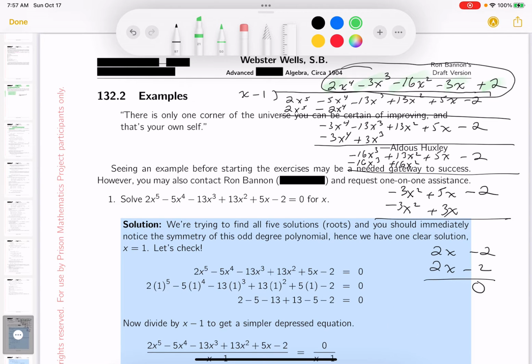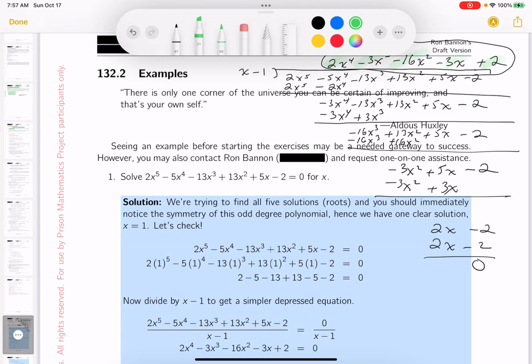All right, so what do you do with that now? It's a depressed polynomial. I'll write this down for you. I took this guy here and I got a linear factor, and that was x minus 1. And now I got this depressed quartic. It's a fourth degree: 2x^4 minus 3x^3 minus 16x^2 minus 3x plus 2 equals 0.